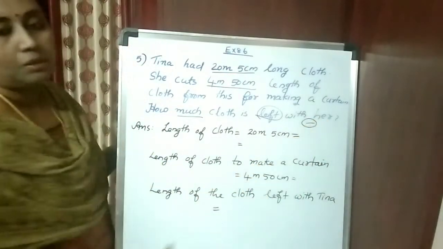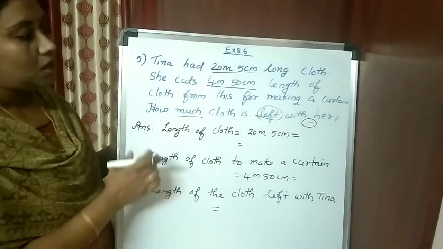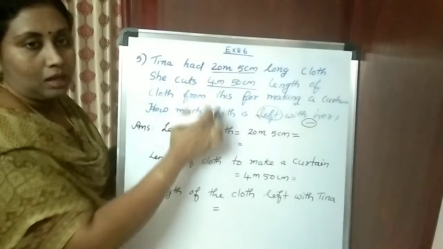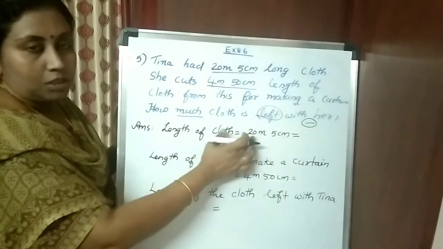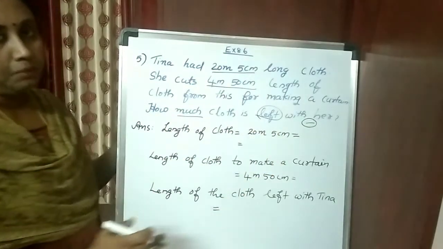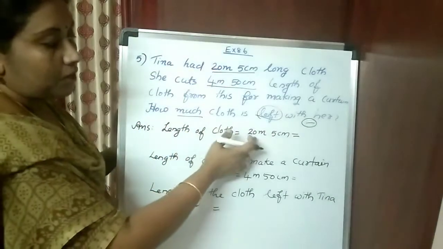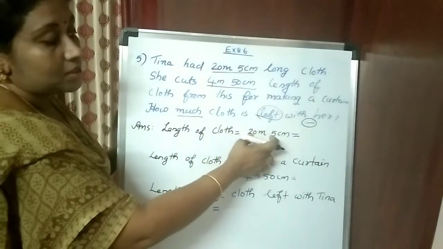So, here also you subtract the given numbers. So, what is your first step? Length of cloth. What is the total length of that given cloth? 20 meter 5 centimeter. Here you can convert this into decimal form. One is in meter, another is in centimeter.